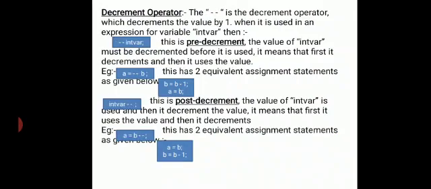Decrement operator. The decrement operator is the same as the increment operator. We use minus minus for pre-decrement and post-decrement.